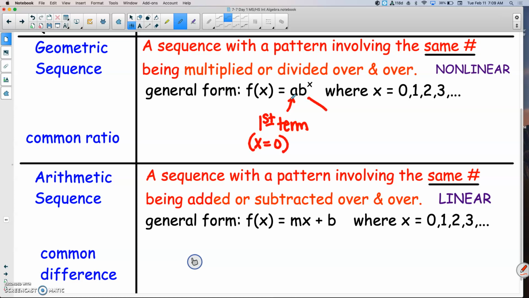And then b is the common ratio. And the common ratio is what you are multiplying by from one term to the next. Notice I didn't say dividing. So what you are multiplying by. So if it's a division pattern, we have to convert that into multiplication to find the common ratio. So what is being multiplied from one term to the next?